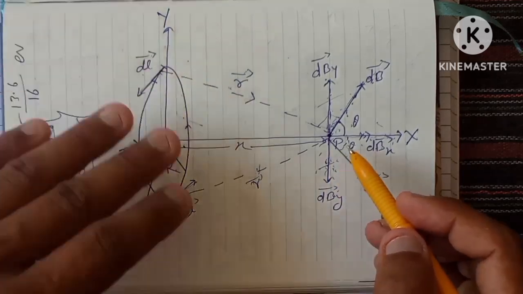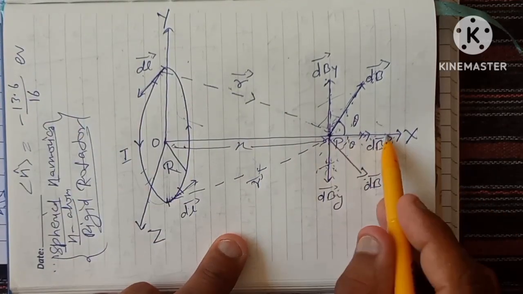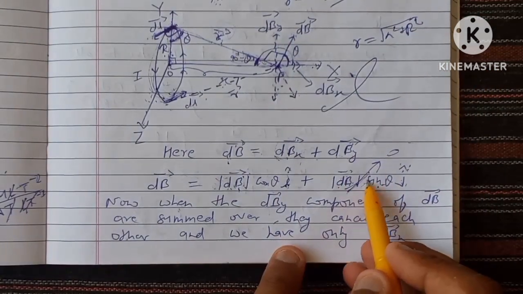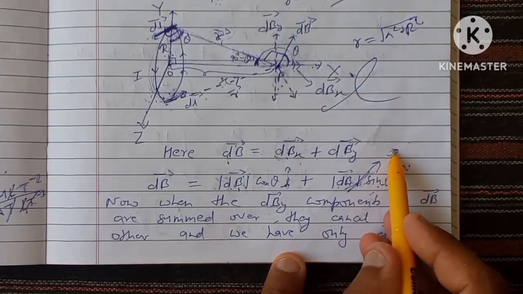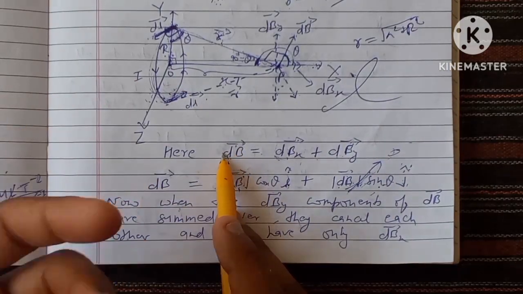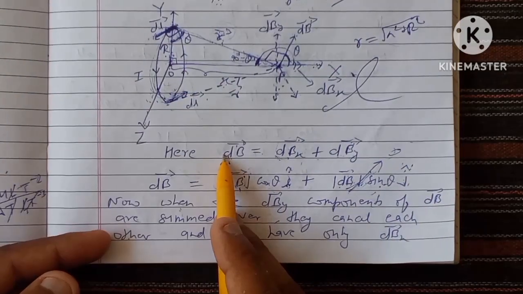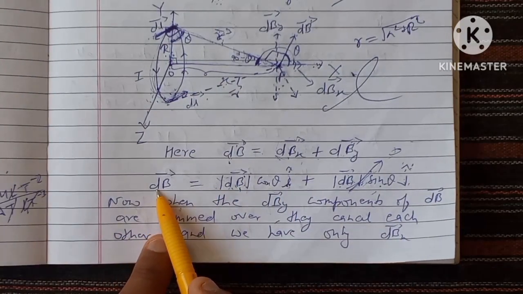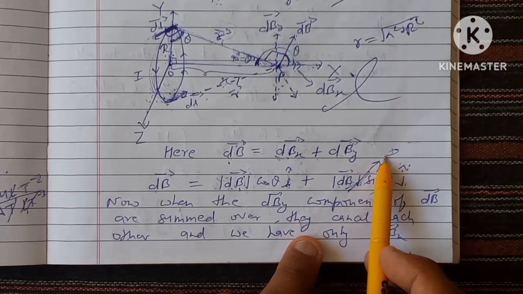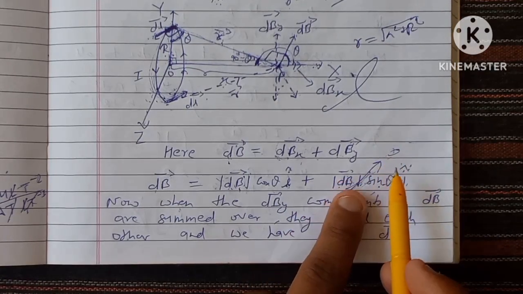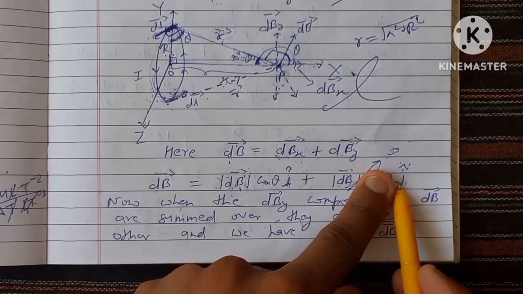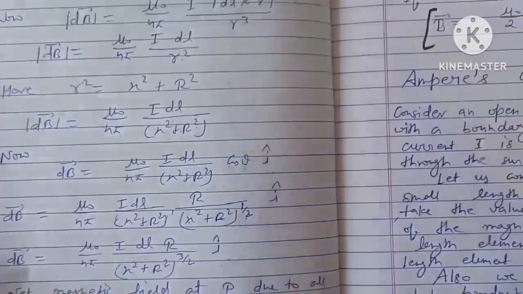And you will only have the component along the x-axis. This component will become 0 if you do the summation of this dB vector, because you have to calculate the magnetic field due to the whole circular wire. If you do the summation, then you will clearly see that this component will get 0 and you will remain only with the components along the x-axis. So this is 0.